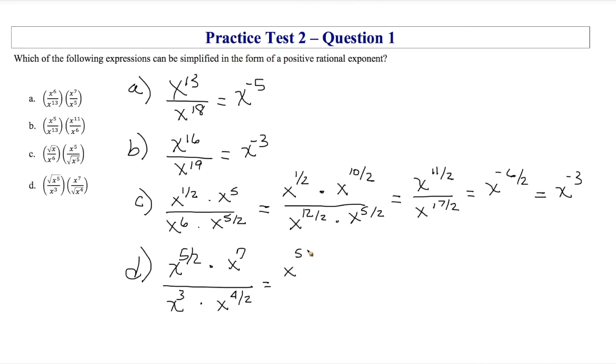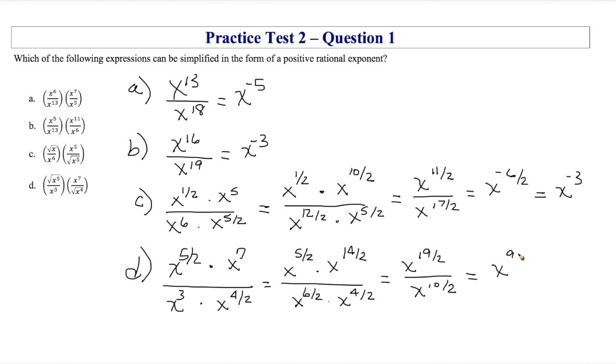Next, we need common denominators. X to the 5/2 times x to the 14/2 over x to the 6/2 times x to the 4/2. Adding our powers, we get x to the 19/2 over x to the 10/2. Subtracting our powers, we get x to the 9/2.